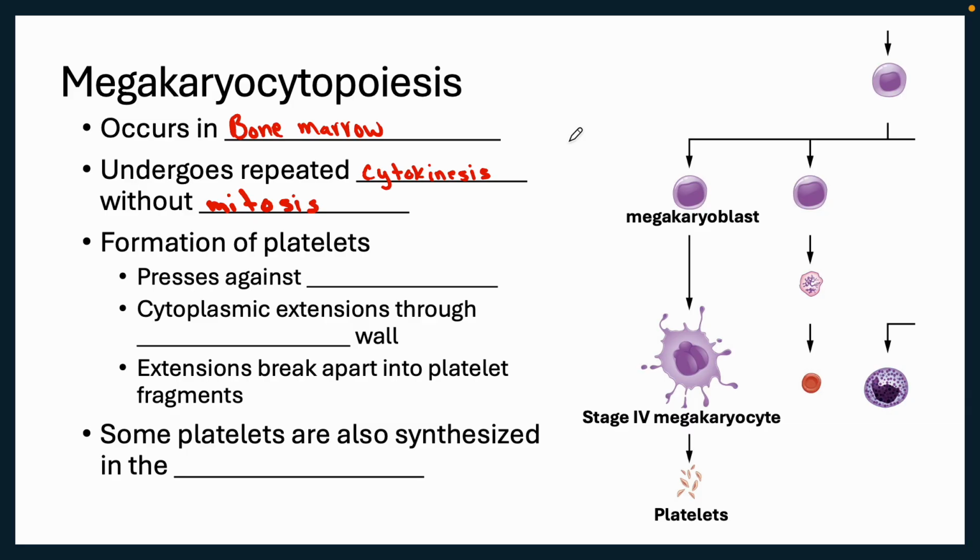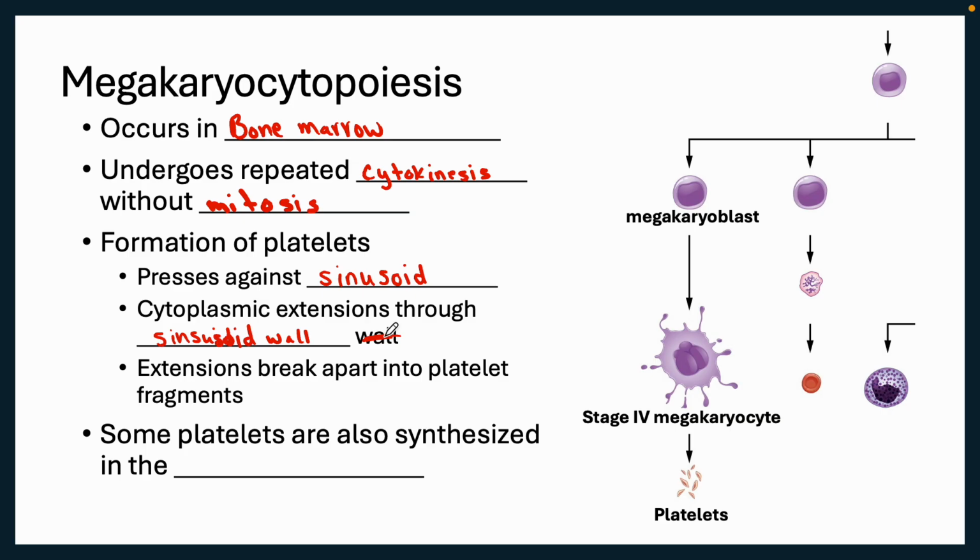So the platelets are going to form as the megakaryocytes press against the sinusoid, which is a special capillary in the red marrow. It'll send these cytoplasmic extensions through the sinusoid wall. And the extensions break apart and form platelet fragments. Although this is the typical way, not all of them are going to be produced this way.